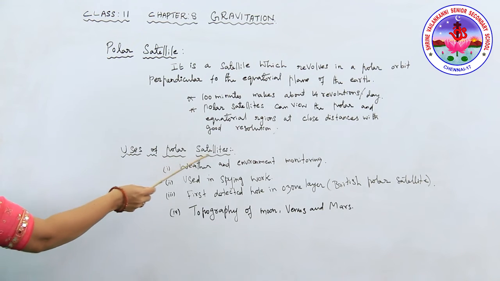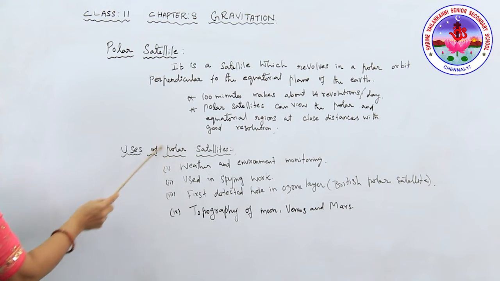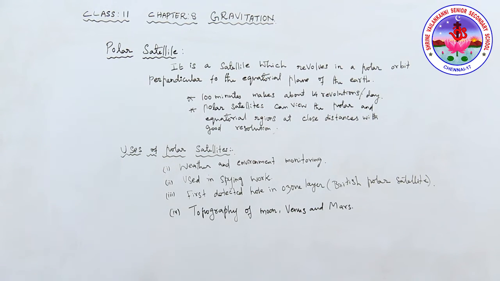See the uses of the polar satellites. The polar satellites are used in weather and environmental monitoring. They provide more reliable information than the geostationary satellite, because they are closer than the geostationary satellite. Now they are used for spy work, like military and all.